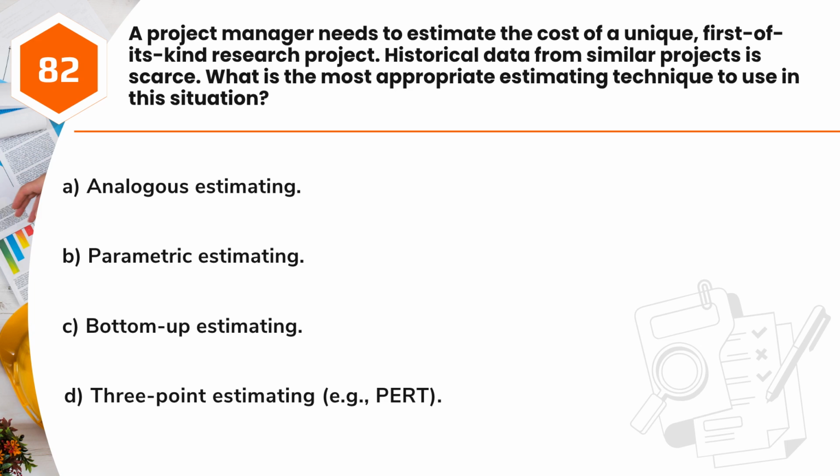Question 82. A project manager needs to estimate the cost of a unique, first-of-its-kind research project. Historical data from similar projects is scarce. What is the most appropriate estimating technique to use in this situation? A. Analogous estimating. B. Parametric estimating. C. Bottom-up estimating. D. Three-point estimating, e.g., PERT.